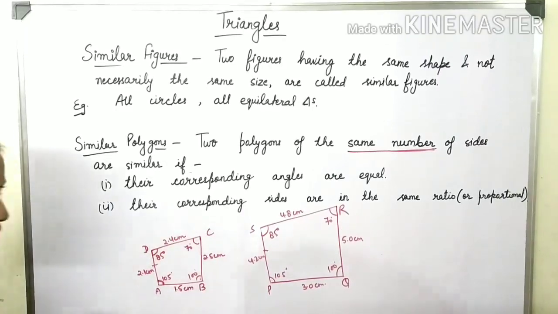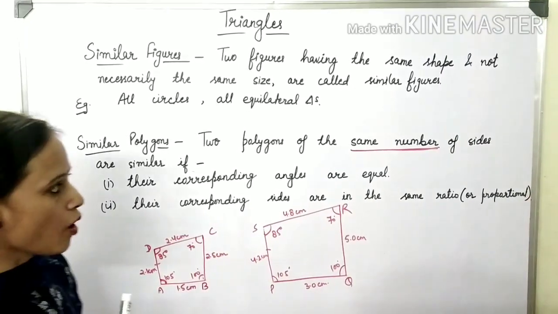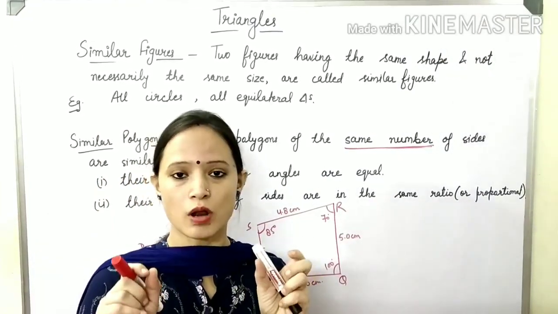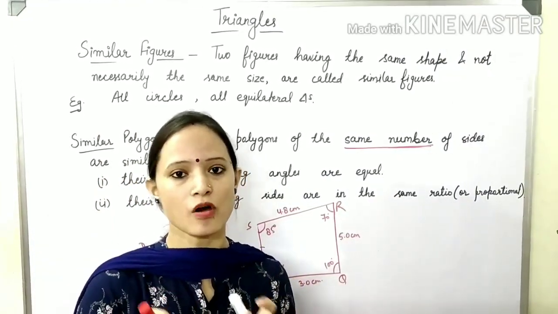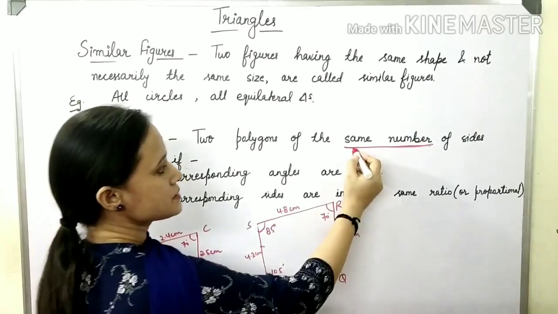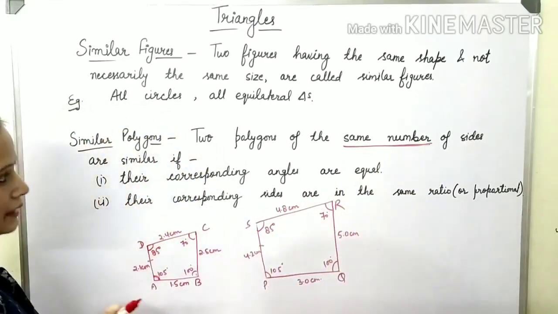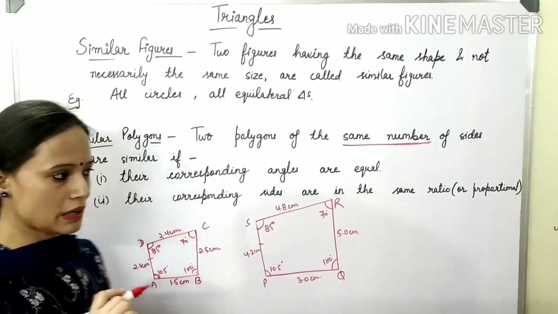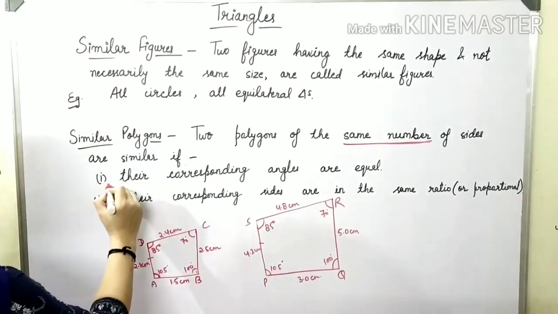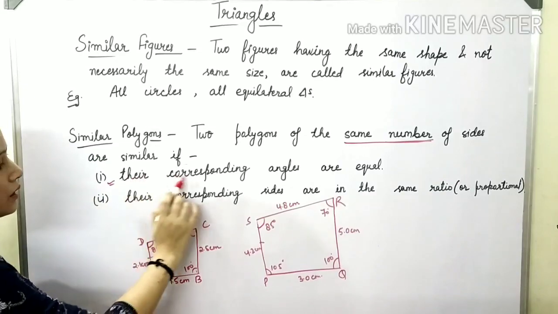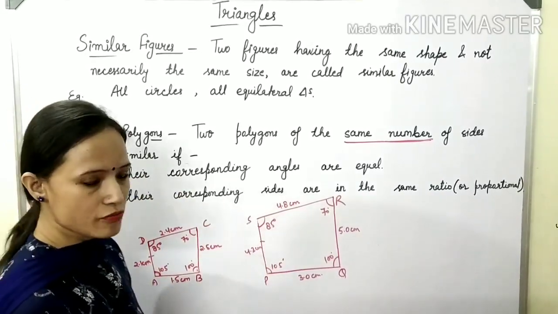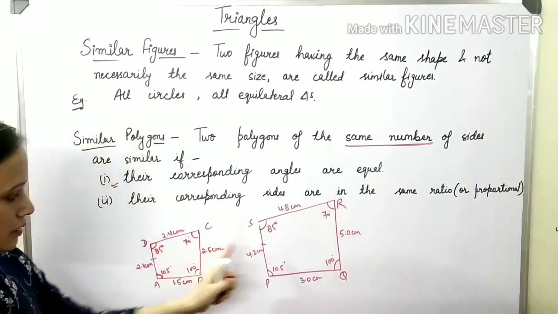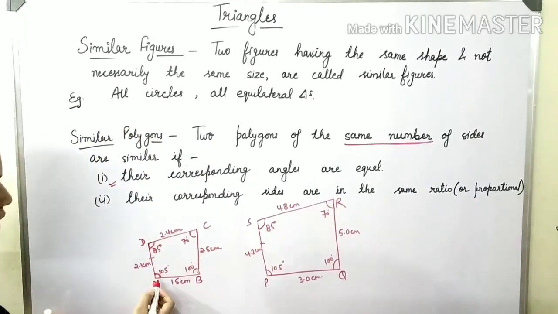Now, similar polygons we were talking about. When we are talking about similar polygons, those 2 polygons should first of all have the same number of sides. They will be called similar if they satisfy 2 conditions. The first one is that their corresponding angles are equal. First of all, you will check whether the corresponding angles are equal.